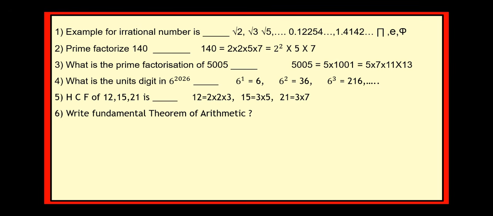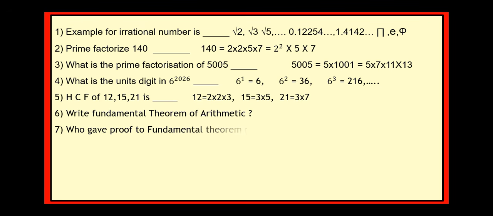Every composite number can be expressed as a product of primes, and this factorization is unique apart from the order in which the prime factors occur. This is the definition of the fundamental theorem. You can write the same definition also as: the prime factorization of a natural number is unique except for the order of its factors. Okay, you can write any of the definitions from the textbook.